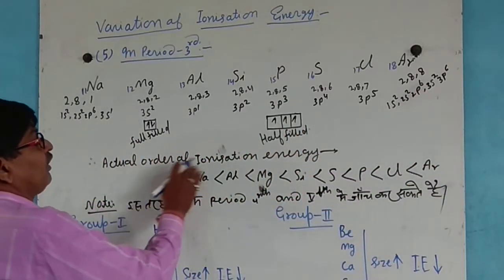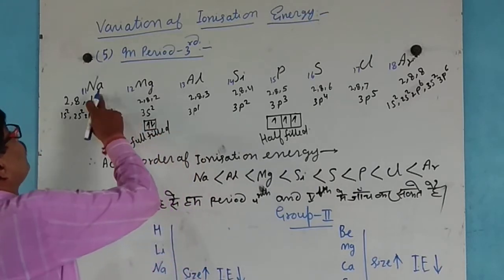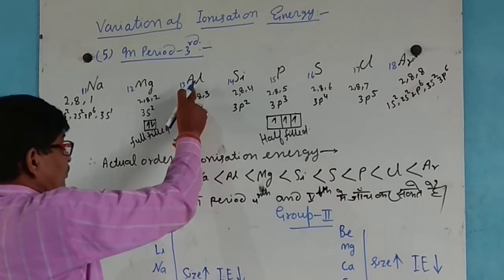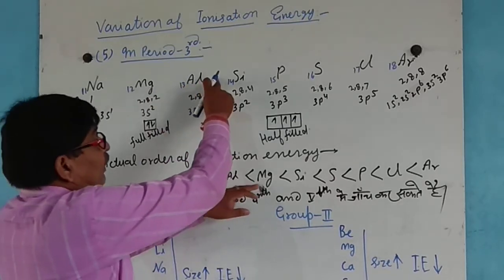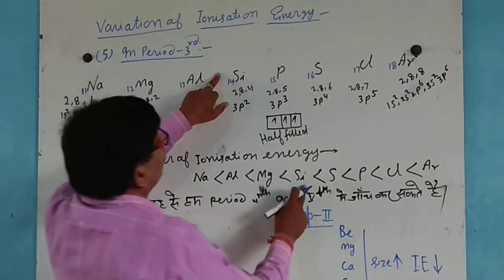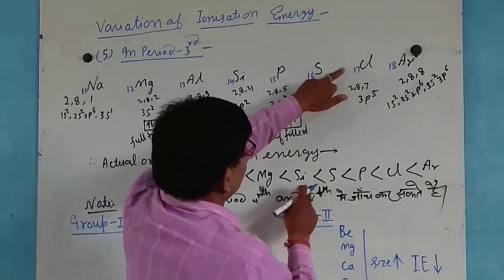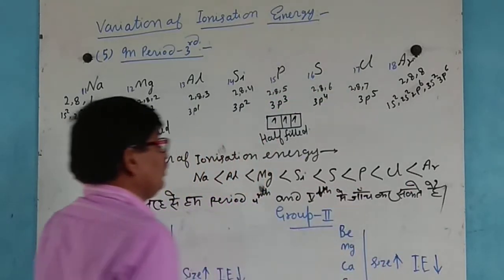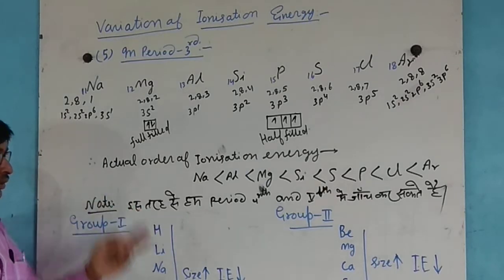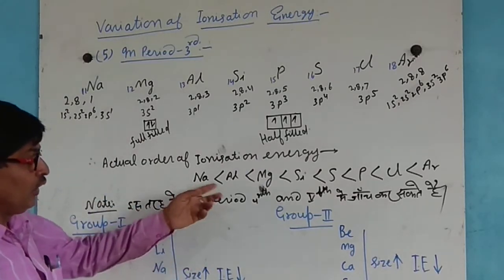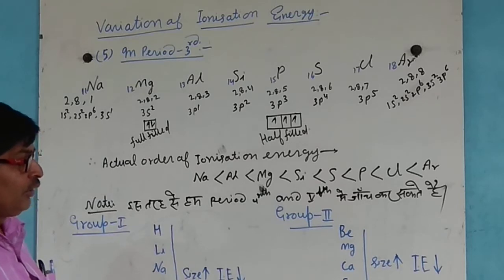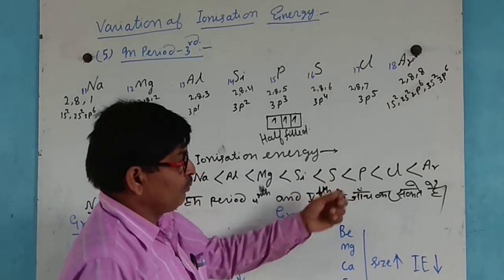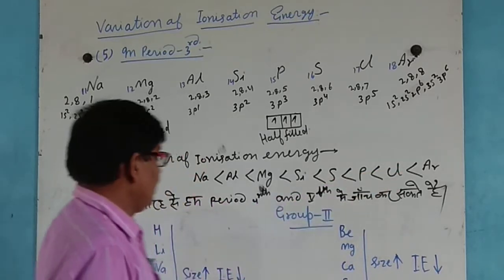Now the actual order of ionization energy is: sodium, after that aluminum, then magnesium, after that silicon, then sulfur, then phosphorus, chlorine and argon. So the actual order of ionization energy is sodium less than aluminum, less than magnesium, less than silicon, less than sulfur, less than phosphorus, less than chlorine, and less than argon.